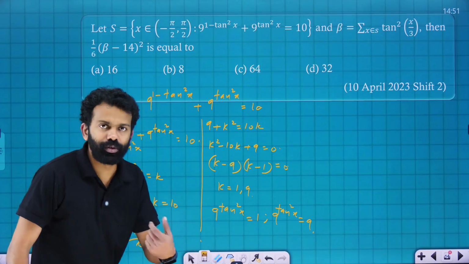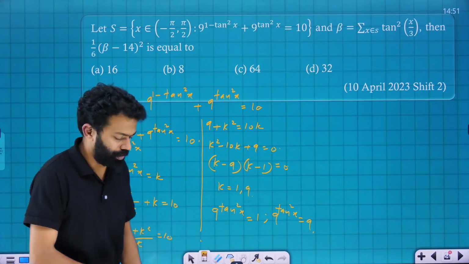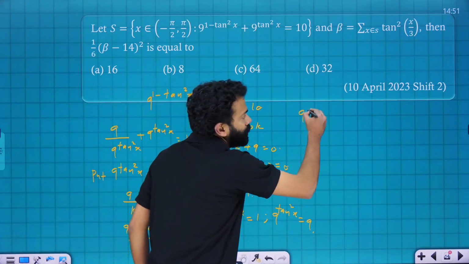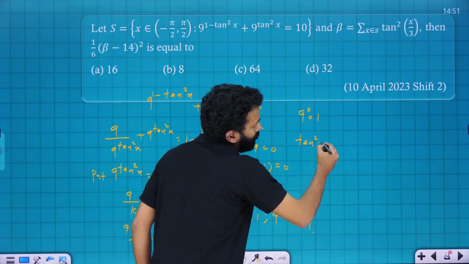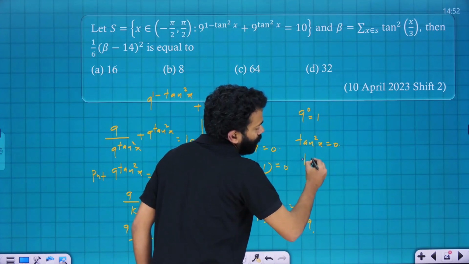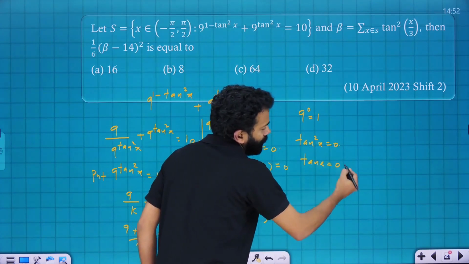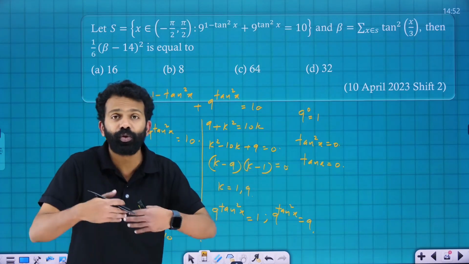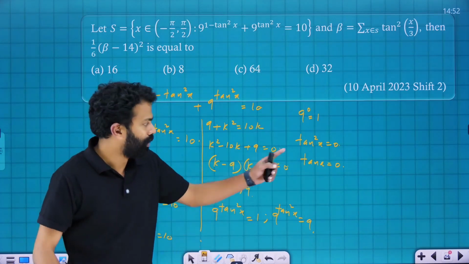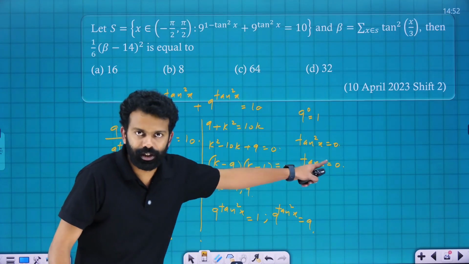I hope you know that. Therefore tan square x should be equal to what? 0. We know that 9 raised to 0 is equal to 1. Therefore, tan square x will be equal to 0. Therefore, what is tan x? Tan x is equal to 0. See, there are so many values of x for which tan x is equal to 0.